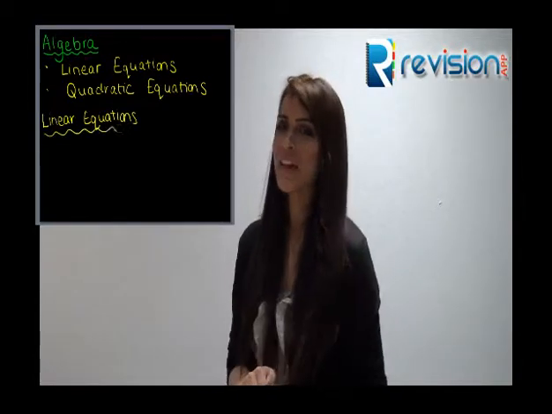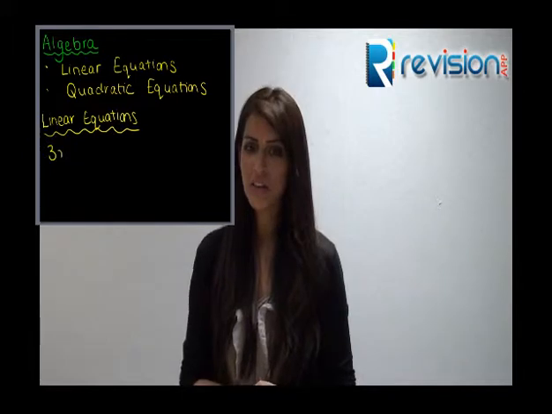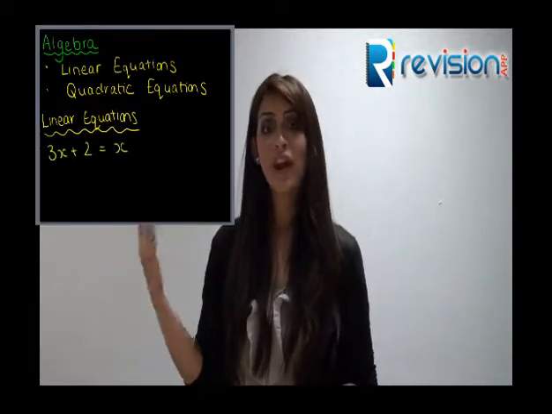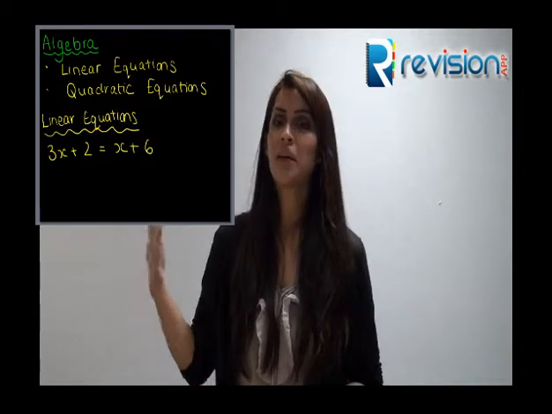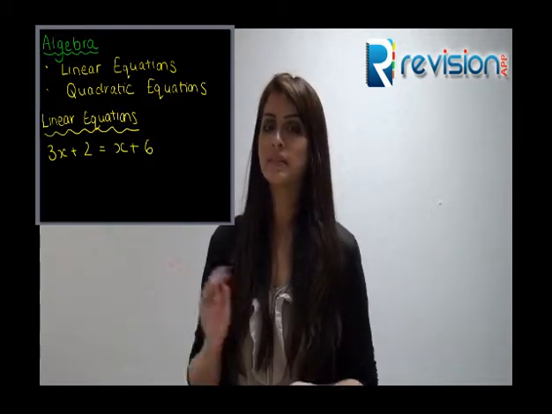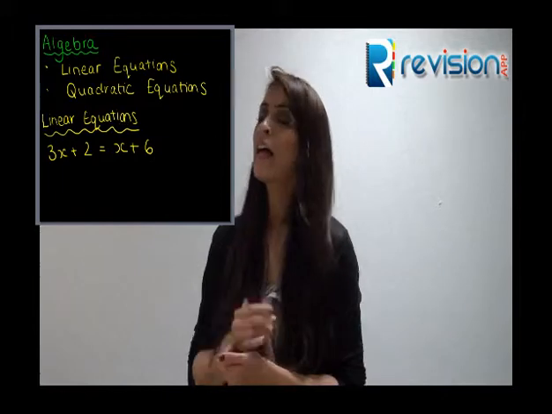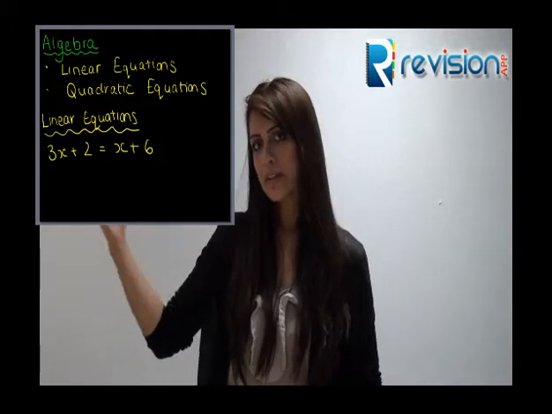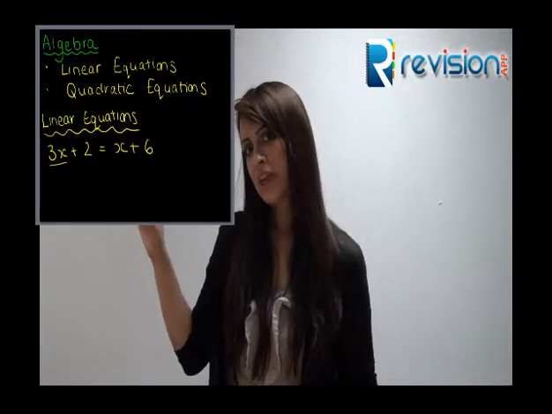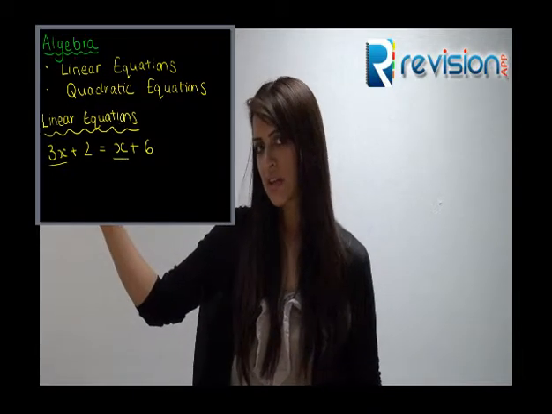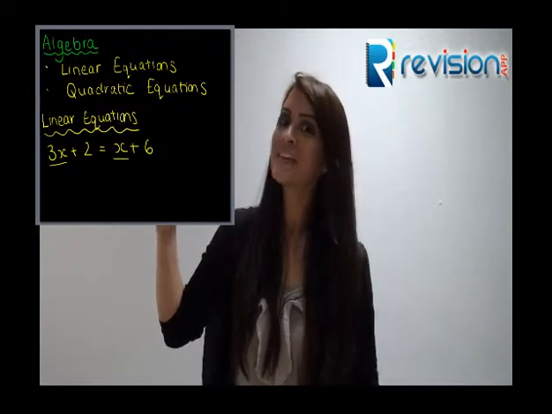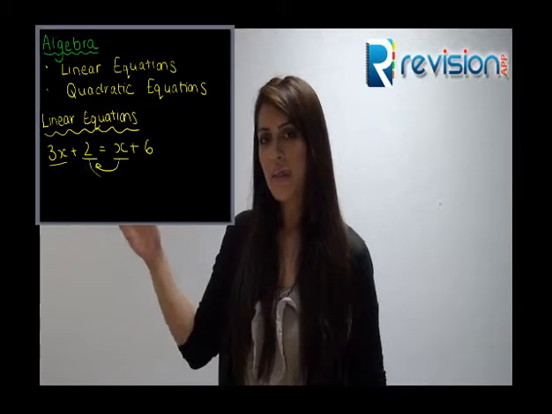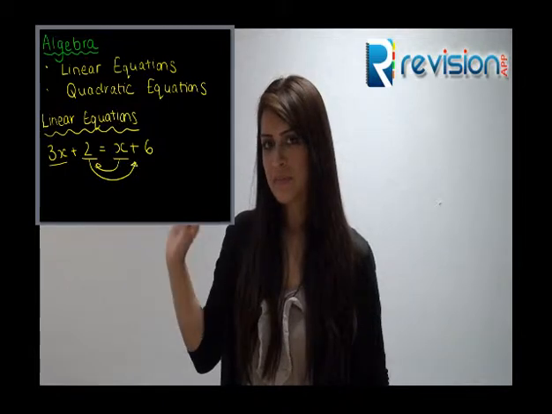Let's work with this example here: 3x + 2 = x + 6. When you have an example like this, you may be told to solve for x. Fine. In order to get x on its own, we must collect all the like terms. Let's collect all the x's onto the left-hand side of the equation and all the normal numbers on the right-hand side of the equation. When we do that, we end up with something like this.